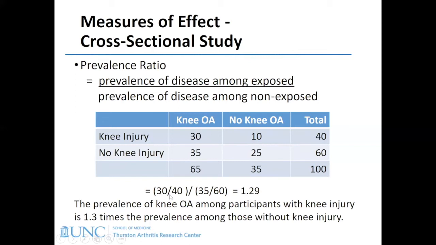So we would do 30 divided by 40. And then we would look at the non-injured group, so the non-exposed group, and we would have 35 who developed OA out of a total of 60 people who didn't have an injury.